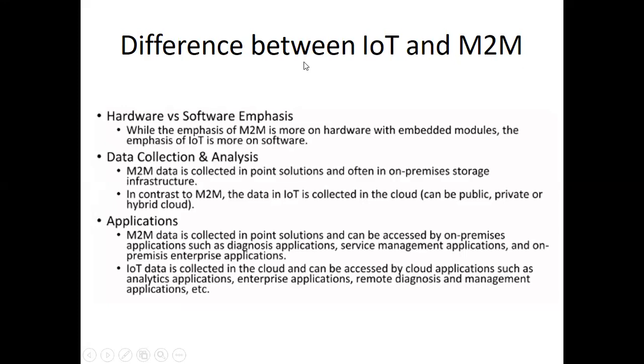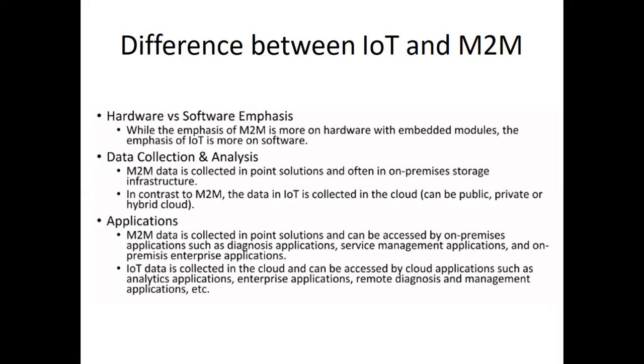Now, the next difference lies in the hardware and software. How? In M2M, more emphasis is given on hardware with embedded modules, and in IoT, more emphasis is given on the software part. The method of data collection and analysis is also different. In M2M, data is collected in point solutions, and there is on-premises storage infrastructure. For machine-to-machine communication, there is a storage infrastructure in the premises itself. But in case of IoT, there is a provision of cloud. You can take cloud services, and it can be public, private, or hybrid mode.